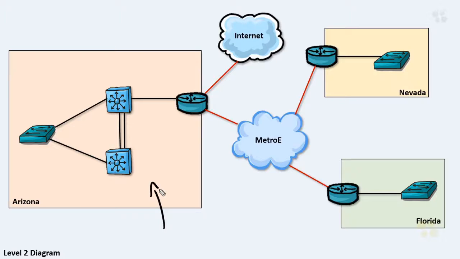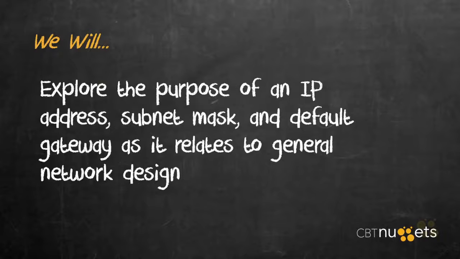And that is going to lead us into the next discussion as we look at how can we grow our networks beyond just that 192.168.1.x. And this is what leads us into the discussion of subnetting. But for now, you understand the purpose of an IP address, subnet mask, and default gateway as it relates to general network design. We have to have that foundation, and then we'll get into more.